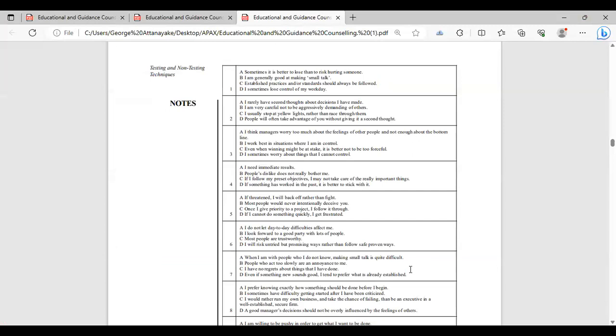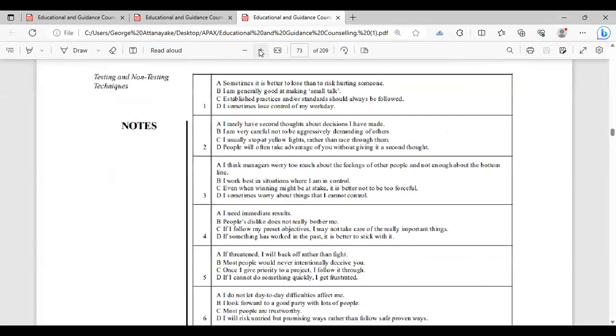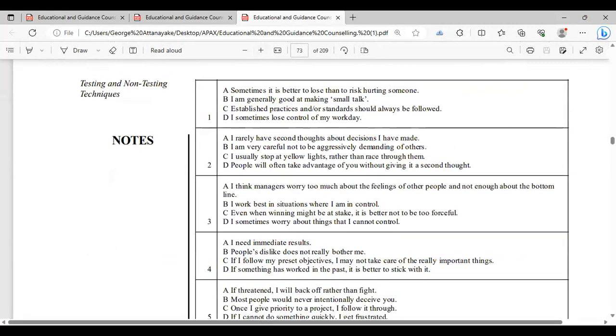Okay, hope you can see. Can you see? Not yet. Tarang, can you see this? I shared a document. Yeah, okay.